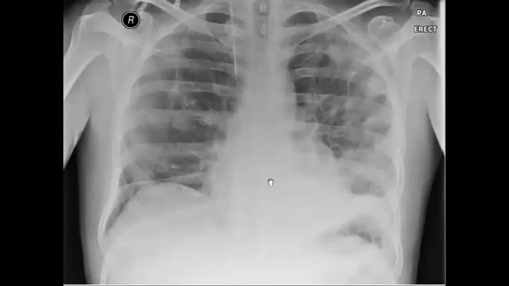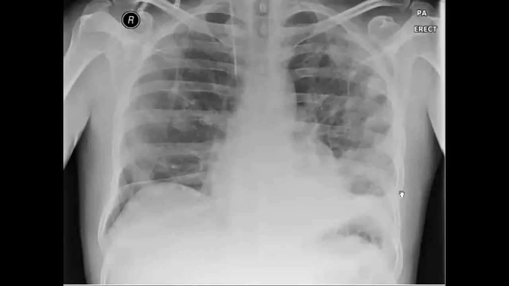Is it more on the left side or on the right side? So all this you can describe it. So consolidative and nodular, okay, in both lungs, but more in the left side. And they are predominant in the periphery and in the mid zones and maybe the lower zones.